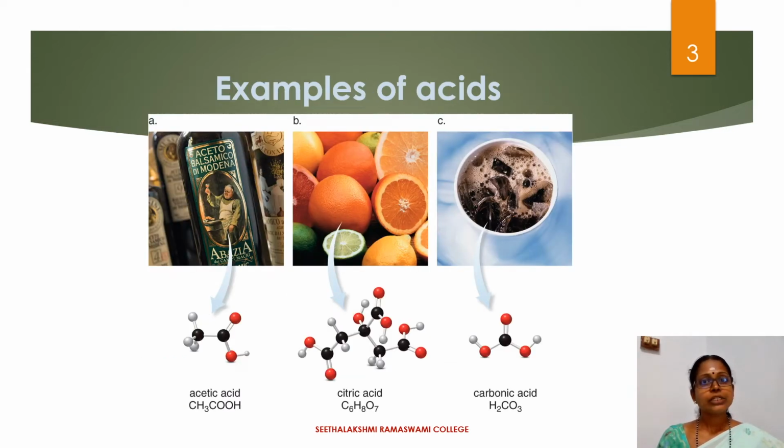As you see in the slide right here, there are a few of the common examples of acids which we come across in our everyday life. Acetic acid is found in vinegar. Citric acid is found in lemon, oranges, and other citrus fruits. Carbonic acid is found in cola. Tannic acid is found in the tea. So, acids are not evil substances. They are part and parcel of our everyday life.